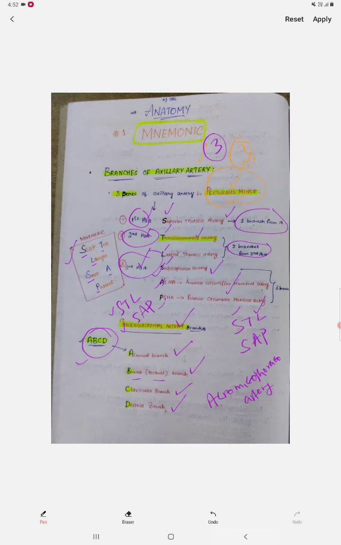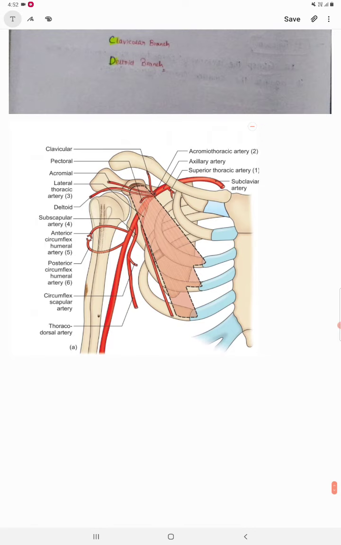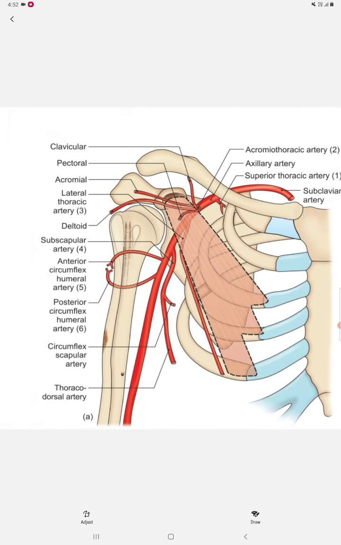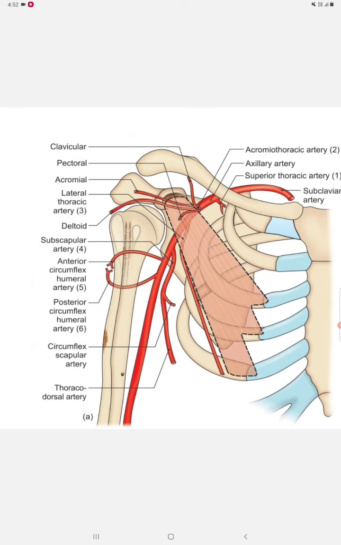So we can see in the diagram also. Yes, this is the diagram which is showing the branches of the axillary artery. From the first part, remember that we have the superior thoracic artery, right? This is the superior thoracic artery labeled here. Yes, this is the branch from the first part of the axillary artery. Definitely this is the first part of the axillary artery. We can see in the picture clearly that the superior thoracic artery is a branch of the first part.